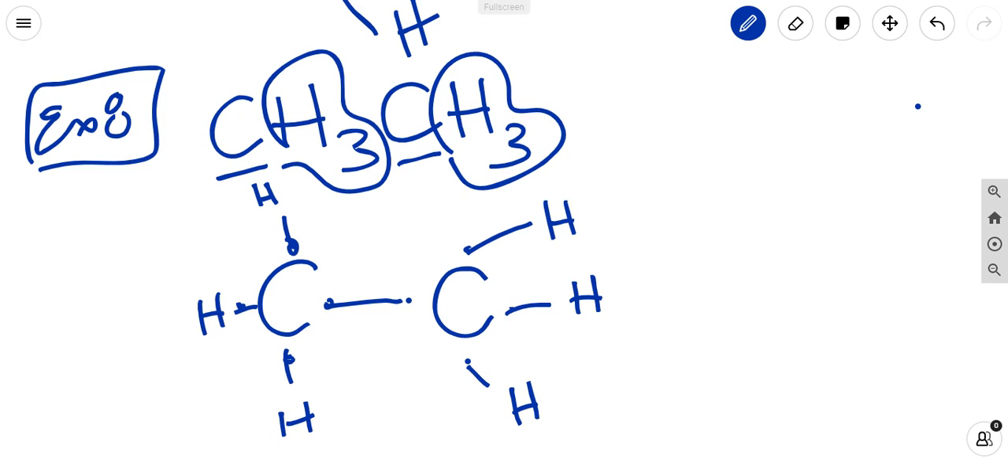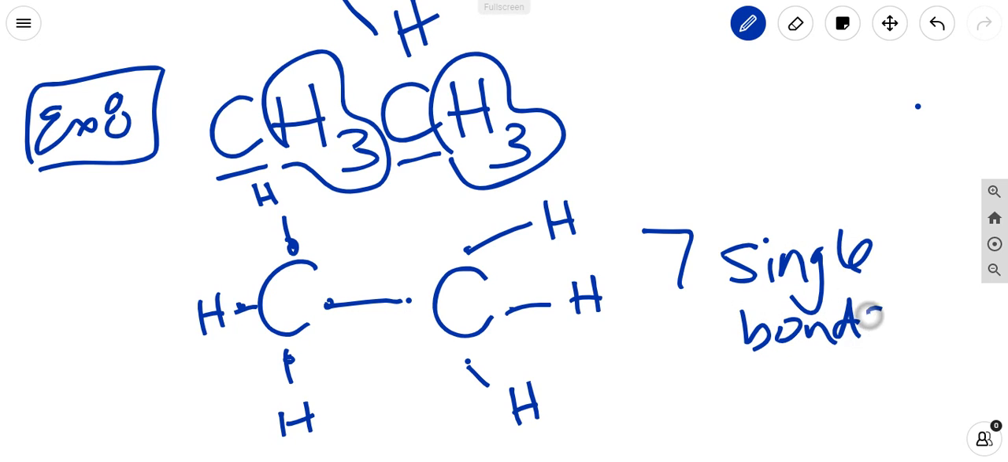In talking about this, there are how many single bonds? There are 7 singles. And there are no unshared pairs. You can have no unshared pairs.